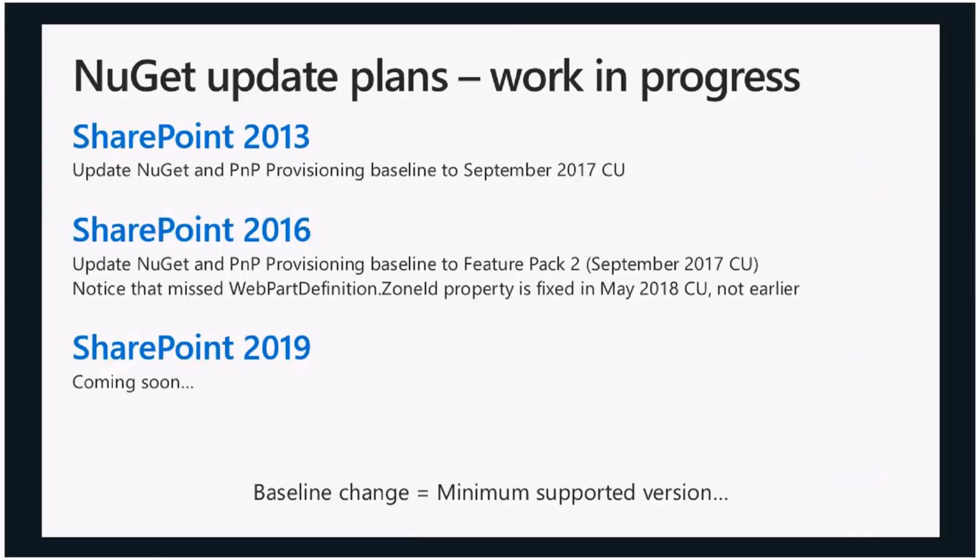So our assumption is that people should be at least at the September 2017 CU level, because this will give us additional APIs which we can take advantage of in the PnP provisioning engine and inside of the PnP PowerShell. I don't see anybody jumping magically on the window saying, no, don't do that. So we're most likely going to do this by autumn. I'm estimating that this should be done within the August timeframe or something like that. And for SharePoint 2019, the NuGet packages, I actually created the first version of that already this week.